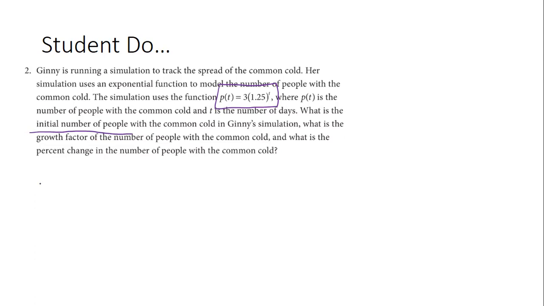What is the growth factor of the number of people with the common cold? And what is the percent change? Okay, so those are the 3 things we were looking for, correct? All right, so what did you get for your initial? Perfect. 3 people. And that's because your initial is always your A value. Got it? Okay. Next, we're going to talk about our growth factor. What did you get for your growth factor, your B variable? 1.25. That's our growth factor.